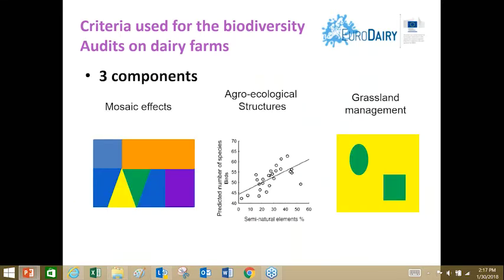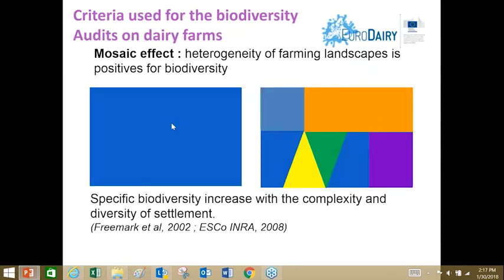So these criteria, in fact, are based on what we call the three components of biodiversity on a dairy farm. These three components are shown here: the mosaic effect, the agricultural structures, and the grassland management, because dairy farmland biodiversity is determined by these three main components, and I'm going to detail what it means.